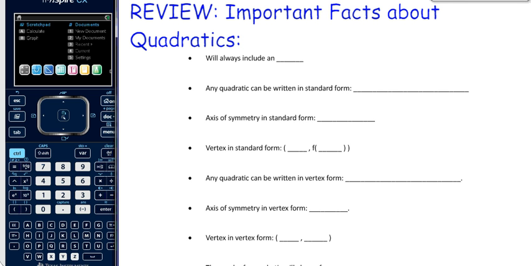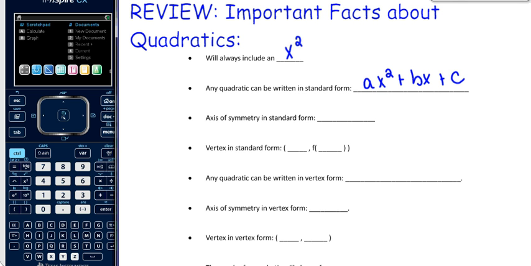If you could pause the video and quiz yourself on this first, that would be great. But I'm just going to go through the answers here, so feel free to pause and then play again. Quadratics will always include an x squared. A quadratic, a parabola, has to include an x squared. Any quadratic can be written in standard form, and this form looks like ax squared plus bx plus c.